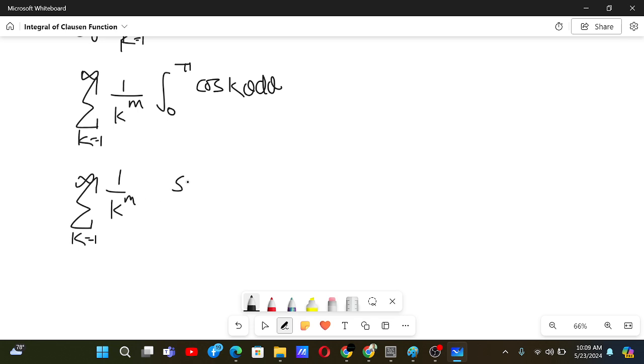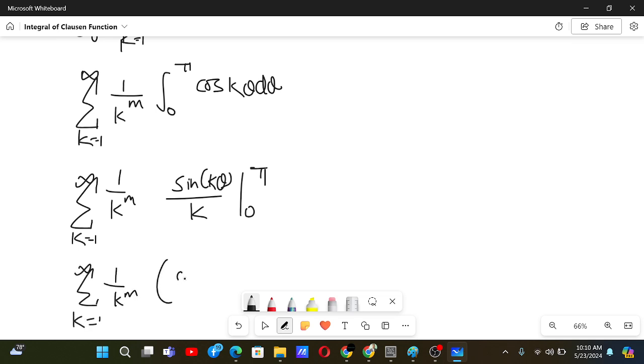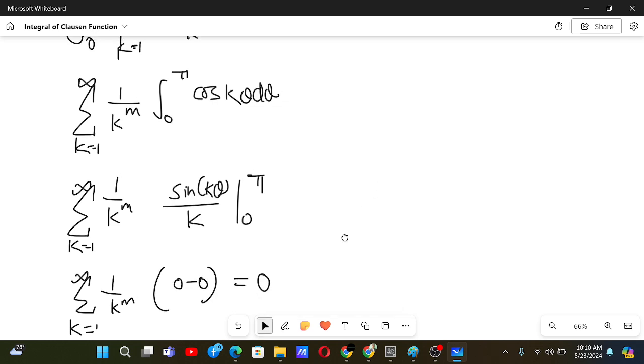Sum from k equals 1 to infinity of 1 by k to the power m, and that's just sine of k theta by k going from 0 to pi. We know that sine of pi k is always 0 and sine of 0 is also 0. This was pretty easy. At both limits it's just 0, so 0 minus 0. The answer is 0 when m is odd.